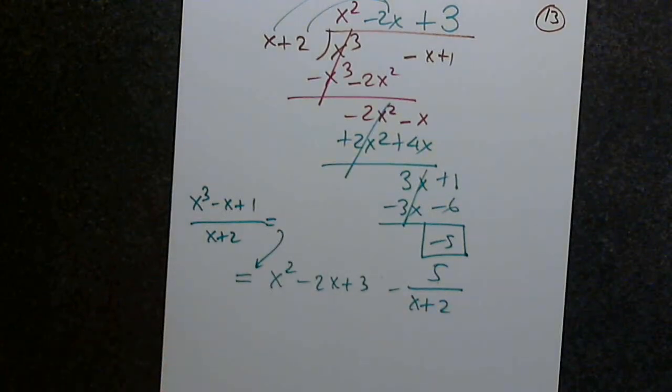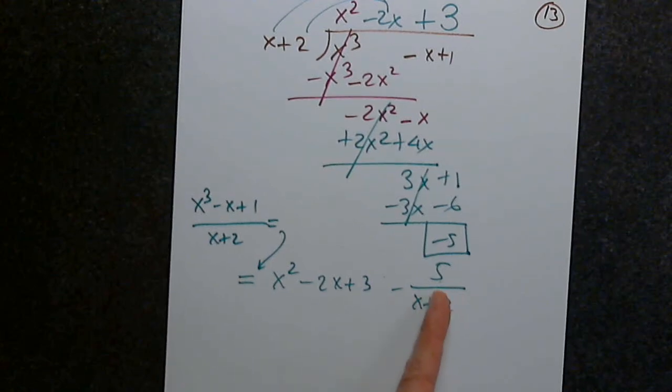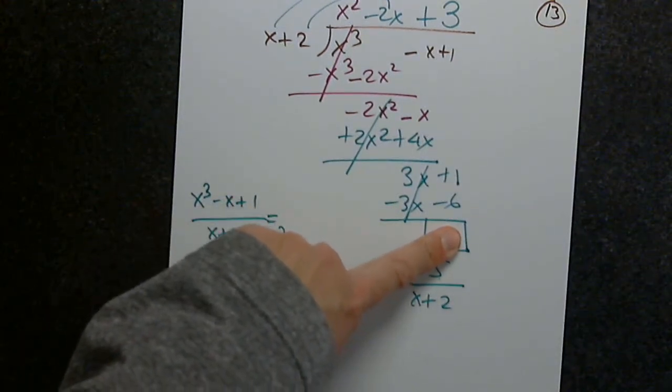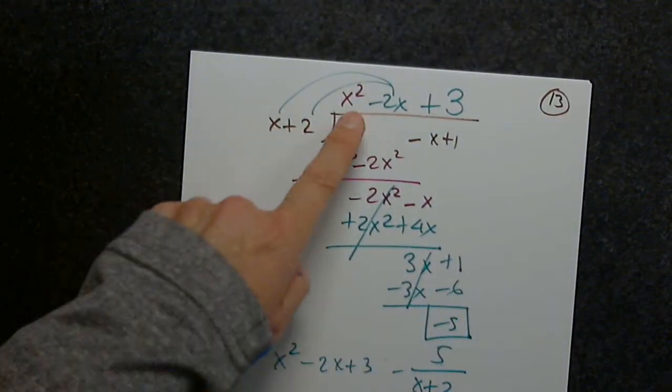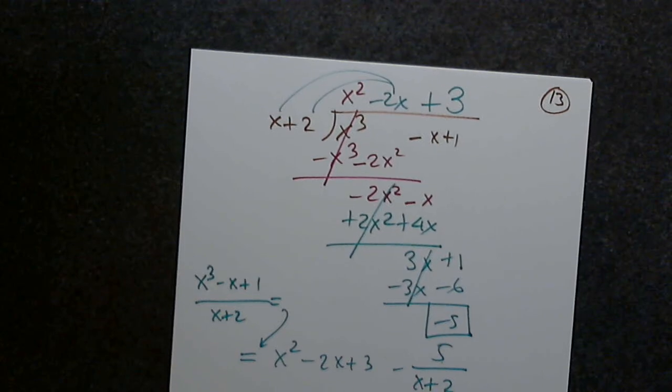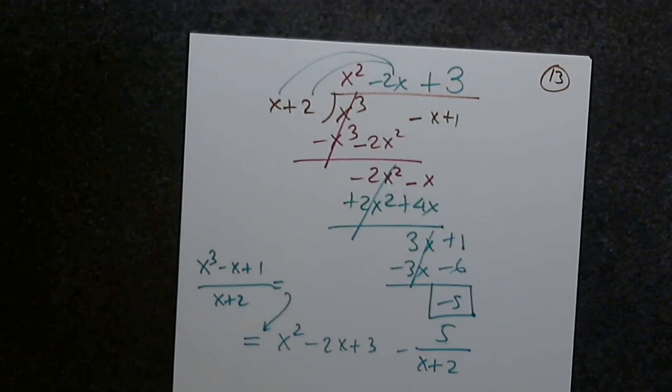So now I'm asking you, is x plus 2 a factor of x cubed minus x plus 1? No, because the remainder is not 0. If this were 0, I would have said yes, x plus 2 is a factor of that. But the remainder is not 0. So therefore, it cannot be.